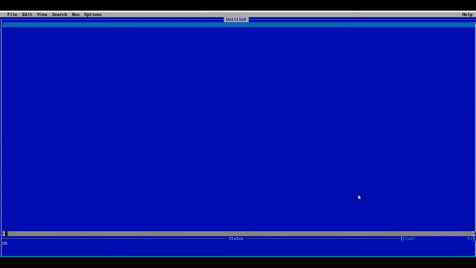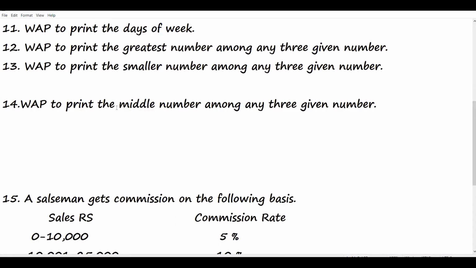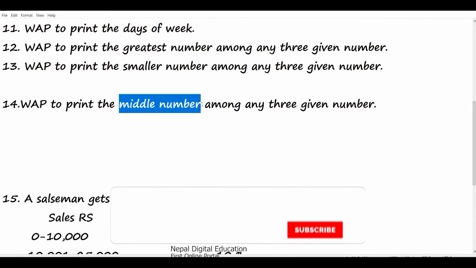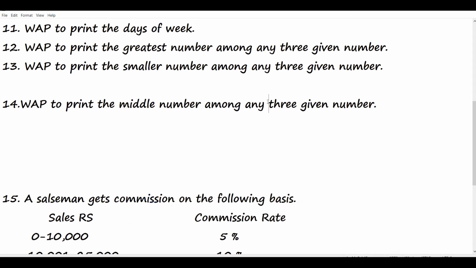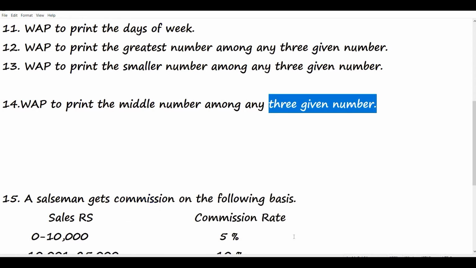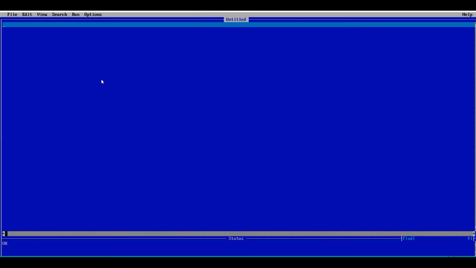Today in this video, we are going to print the 14th program of control statement. So let us look at the program. Write a program to print the middle number among any three given numbers. So first of all, we need three numbers. So let us look at the program.